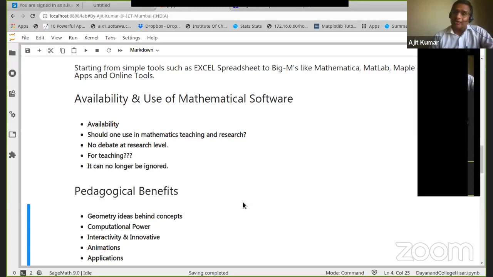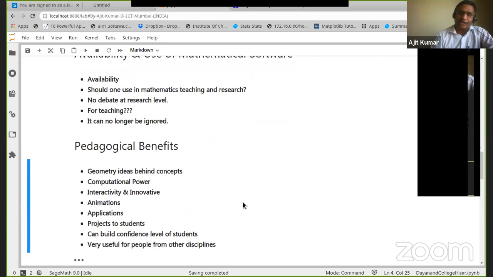You can bring in a lot of interactivity compared to teaching with pen and paper. When you're doing mathematics with pen and paper, you can do only very simple things. Whereas if you have these kinds of tools, you can experiment, you can explore, you can create animations, and of course you can look at various applications. Students can be given some projects on which they can work, not just reading some books. Of course, that's also important, but they can be given some real life projects.